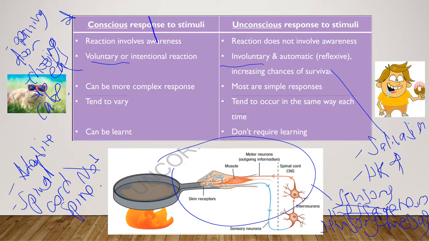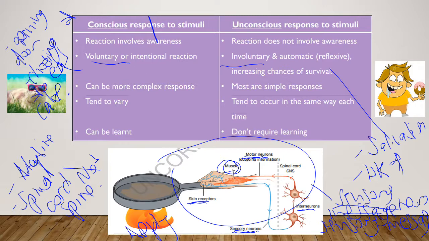What I want to see is the receptor. I want to see the sensory neurons carrying a sensory message to the interneurons, which will relay information to the motor neurons. The motor neurons will send a motor message to the muscle, and the muscle will contract and take the hand off the fry pan or whatever, okay? So we always must use receptors, sensory neurons, sensory message, interneurons, motor message, muscle will contract. That is your basic flow. Always apply to the scenario.